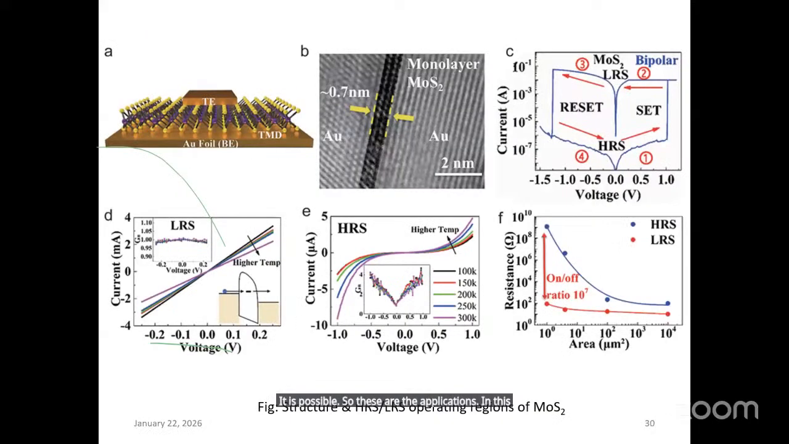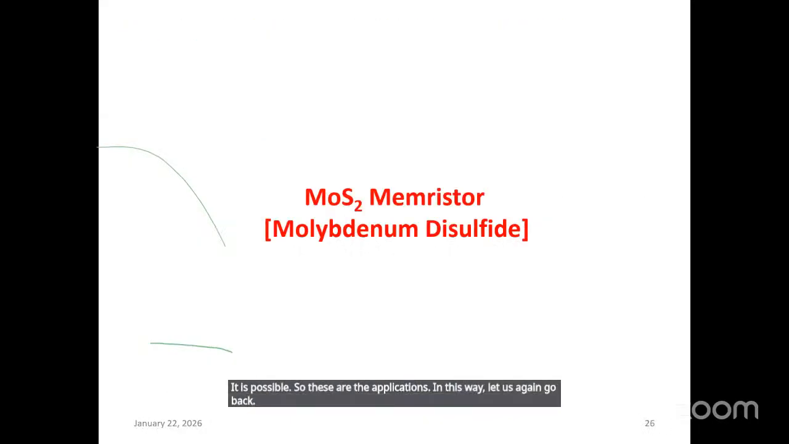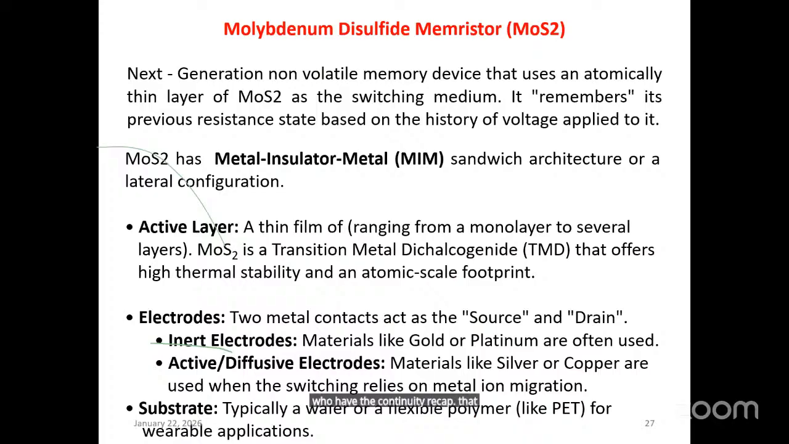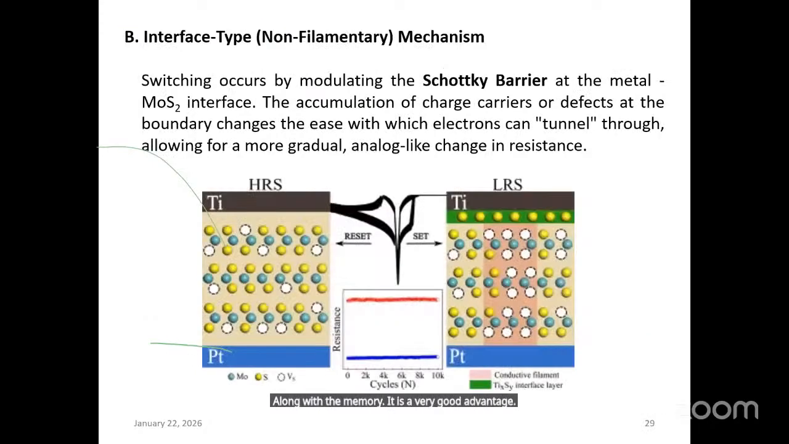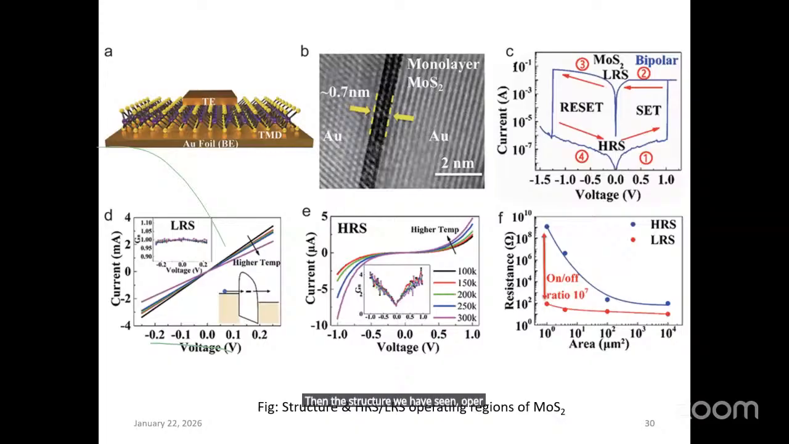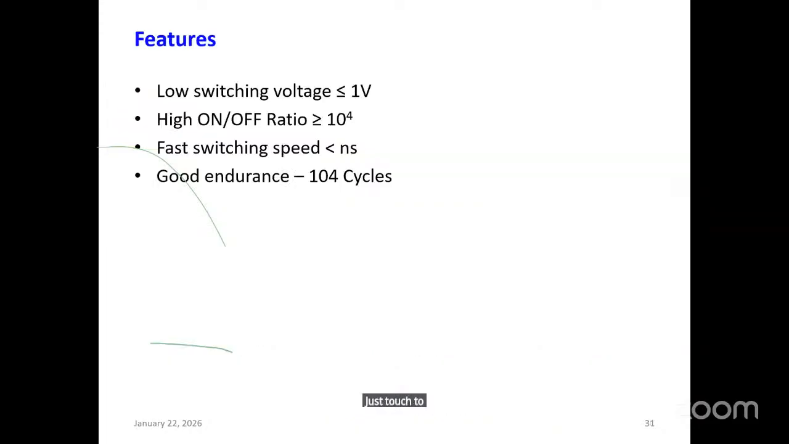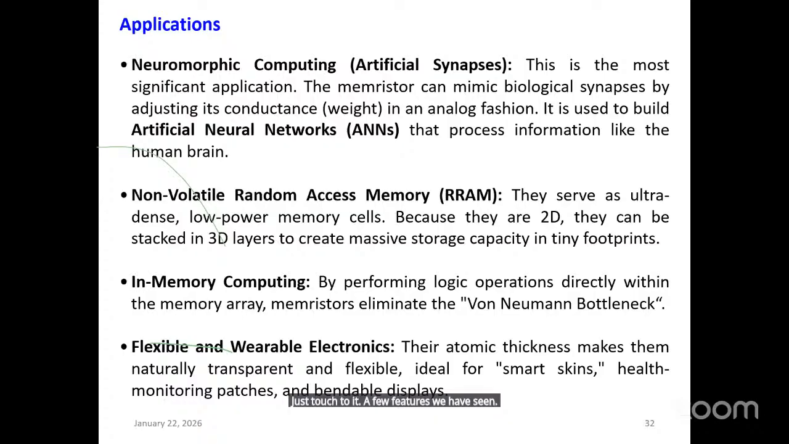Let us go back for continuity and recap that the memristor has the capability to behave like a memory. Its operating principle is that the film is created and the film can be destroyed. If not destroyed, it will remain there like a non-volatile memory. Therefore, it behaves like a MOSFET along with the memory. It is a very good advantage. We have seen the structure, touched on the operating principle, and seen a few features and applications.